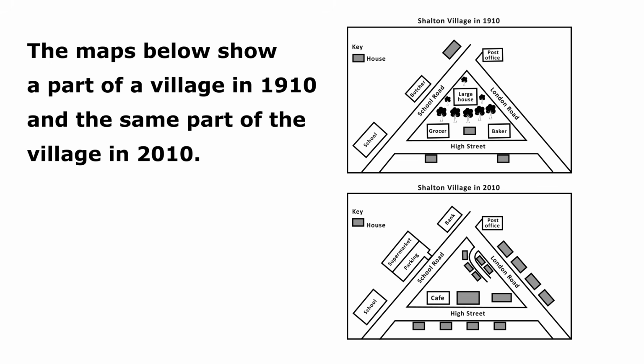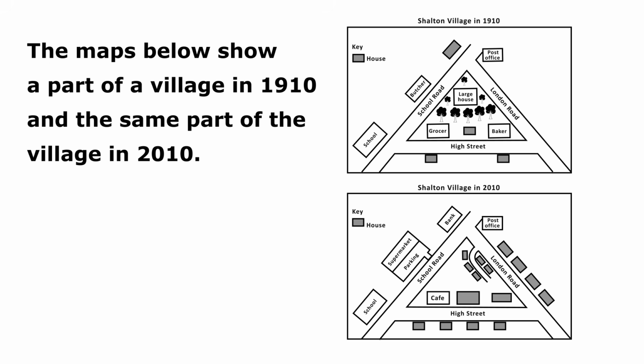The maps below show a part of a village in 1910 and the same part of the village in 2010. So it's a period of 100 years, Shelton village in 1910 and Shelton village in 2010.